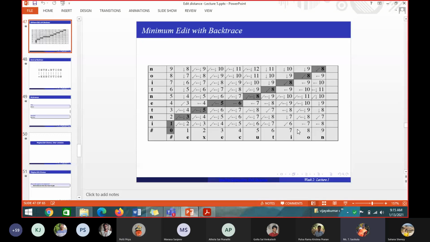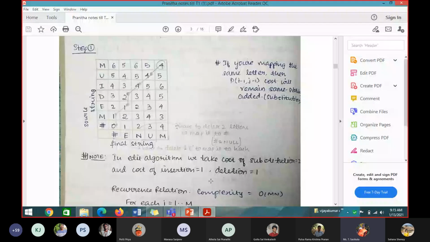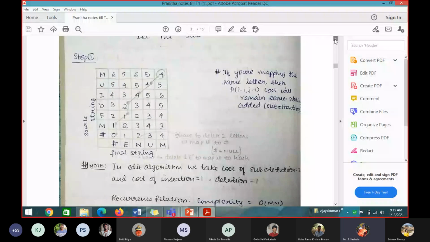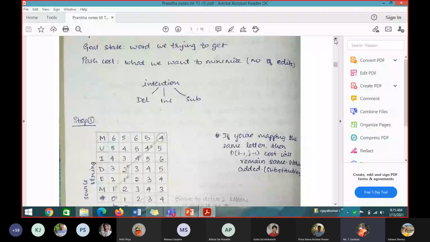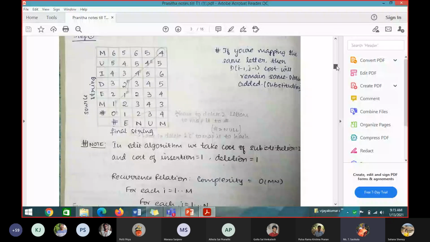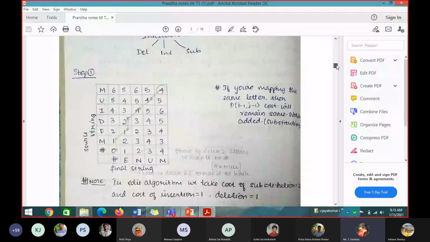It should be on the y-axis, and my output string is enum, E-N-U-M. It should be on the x-axis. That is my final string. Source string. Input is also called the source. Output is also called the final string. Okay. So you use the edit distance algorithm to convert medium to enum, to find what operations, how many operations are required, by taking insertion cost as 1, deletion cost as 1 and substitution cost as 2.